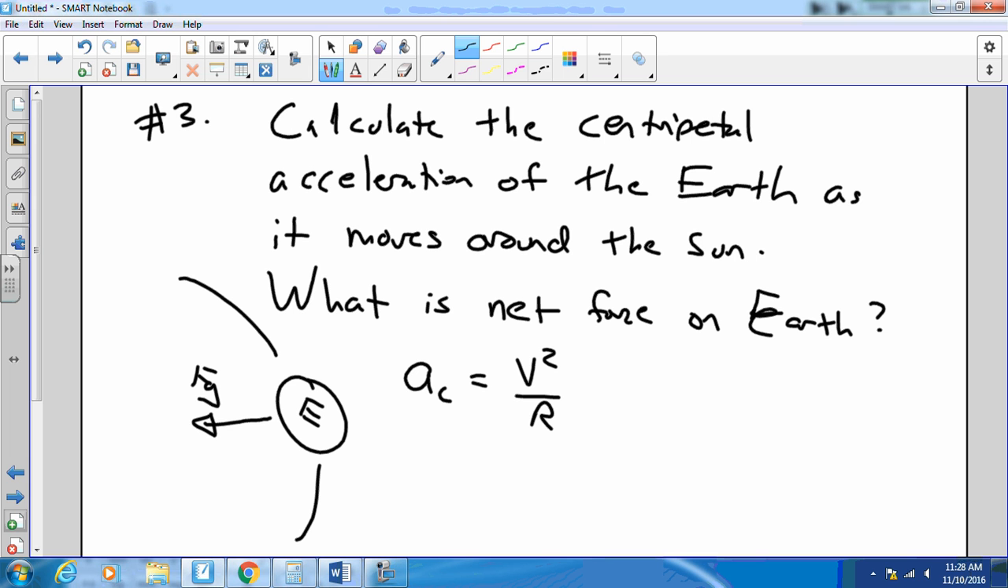And that's done. I get to plug in. Ta-da! Oh, wait a second. I need some values. I need the radius of that orbit. Aha! Assume that the Earth's orbit is a circle of radius 1.5 times 10 to the 11th meters. Okay, that's good. What about the speed of the Earth?